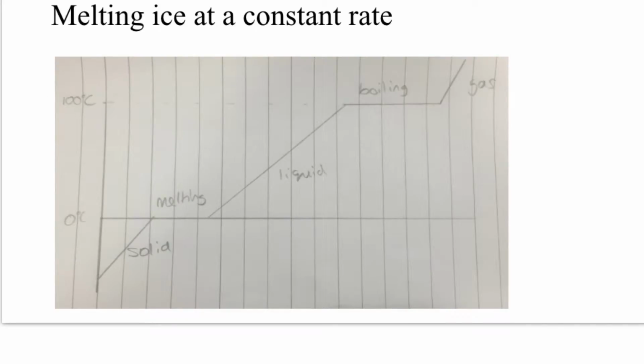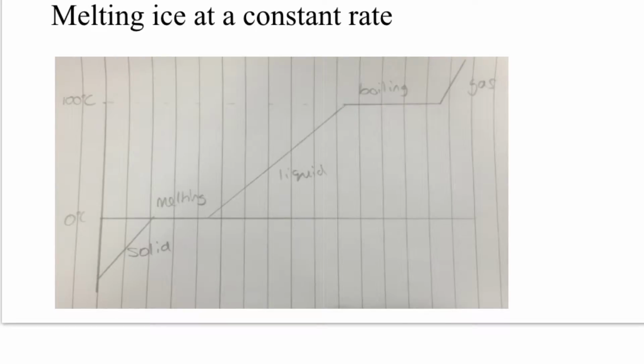Melting ice at a constant rate. Here we talk about the internal energy. The definition of internal energy is the sum of the random distribution of kinetic and potential energies associated with the molecules of a system. When solid, there is an increase in kinetic energy and a small increase in potential energy. When melting, all of the increase is in potential energy. When liquid, up this gradient here, we have kinetic energy increasing and a small increase in potential energy also. When boiling, there's only an increase in potential energy.